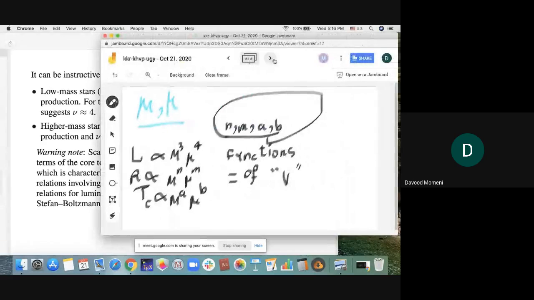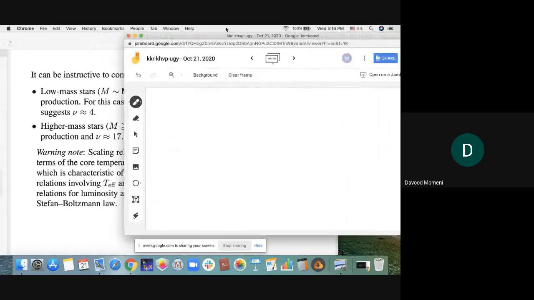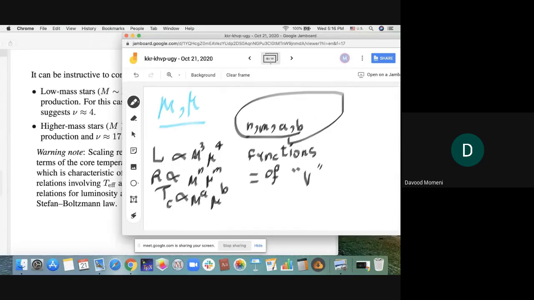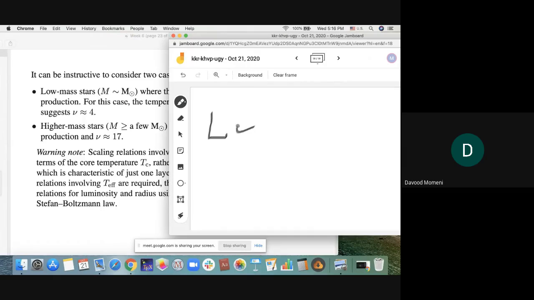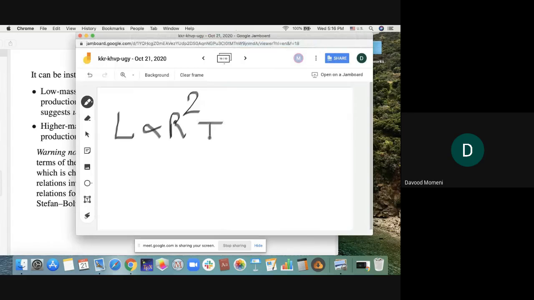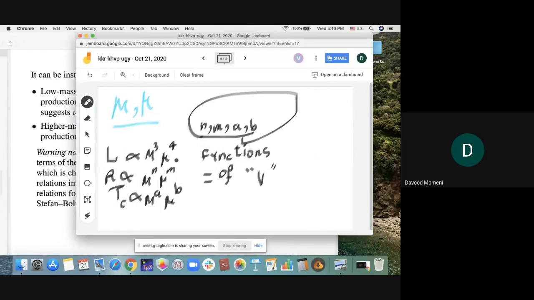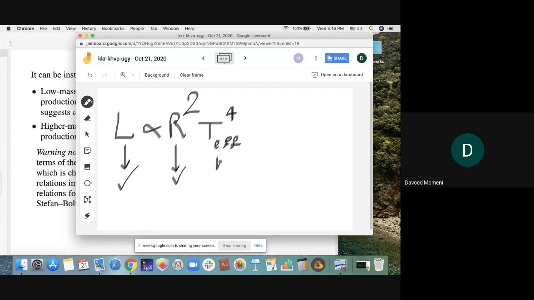So I give you a task. You now have the luminosity scaling, M^3 mu^4. You can go and give me the scaling of the effective temperature which comes from these equations. T effective to the 4th. I want you to make the same scaling analysis for the effective temperature. So you have a scaling for R and a scaling for L, as you can see here. Give me what the scaling is for the effective temperature.